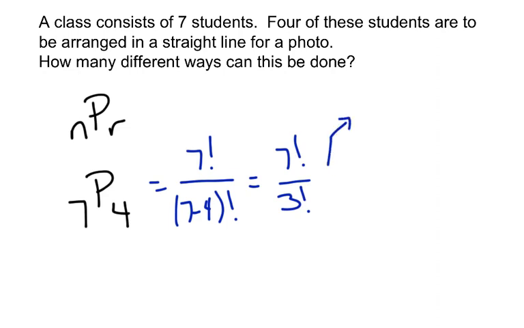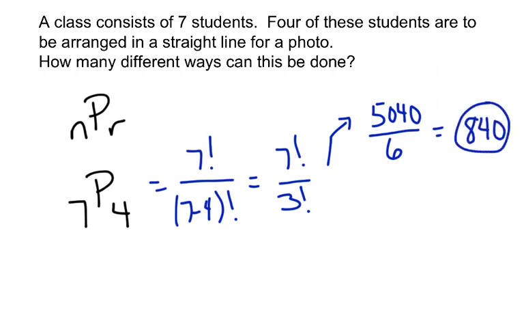And again, there are 2 different ways you can go here. You can find out what 7 factorial is. That's 5040. You can find out what 3 factorial is. That's 6. And then divide those to see that there are 840 different ways that we could take this picture.